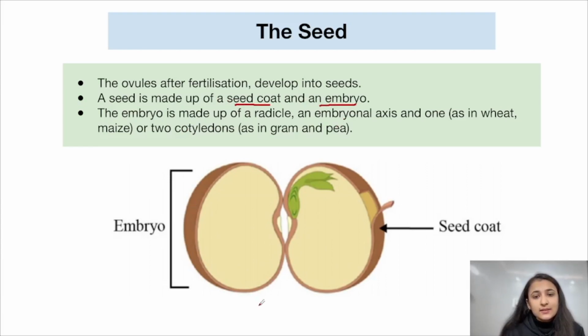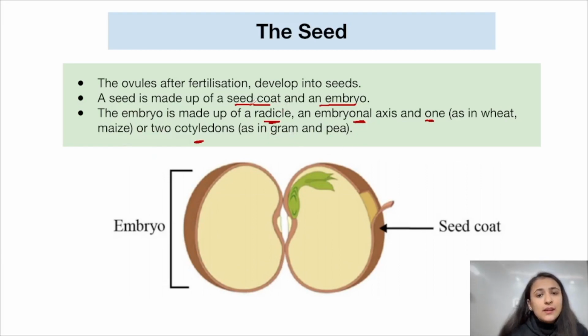Okay, so this is how a seed looks. This is the split up seed. The outer layer of the seed is known as the seed coat, and inside the seed coat is present the embryo. What is an embryo made up of? An embryo is made up of a radicle and embryonal axis and one or two cotyledons. Two cotyledons are present in case of dicots, and a single cotyledon is present in case of monocots. Monocots as in wheat, maize, etc. Dicots as in gram and pea.